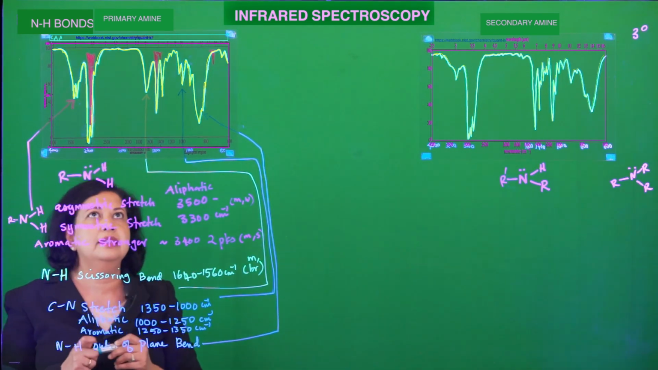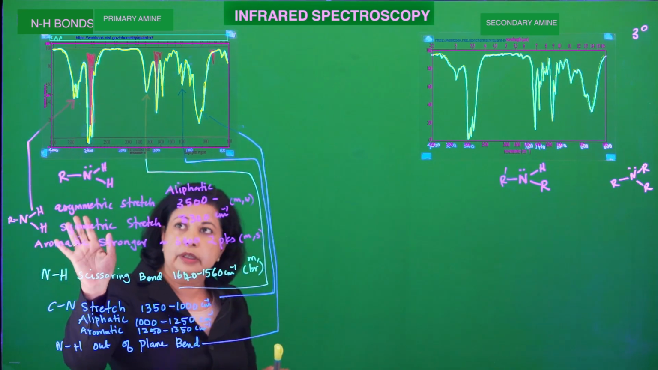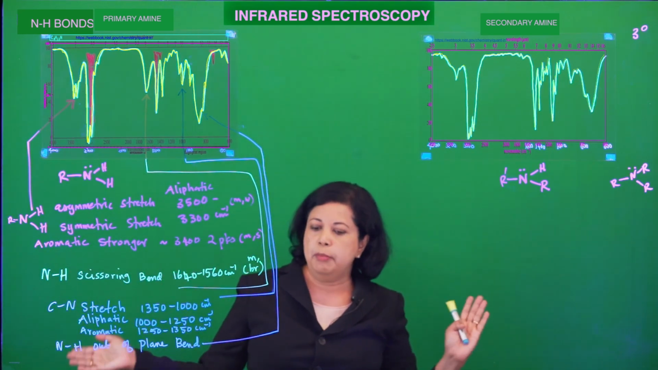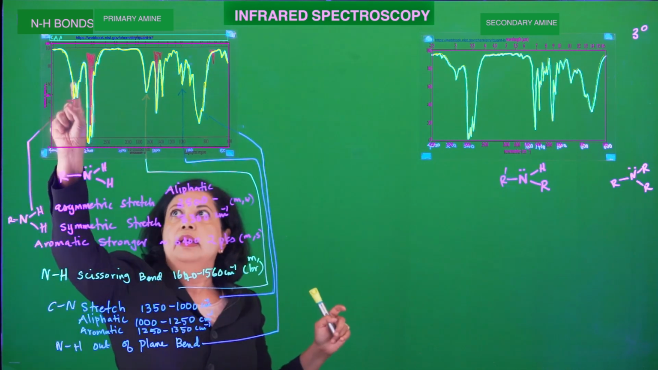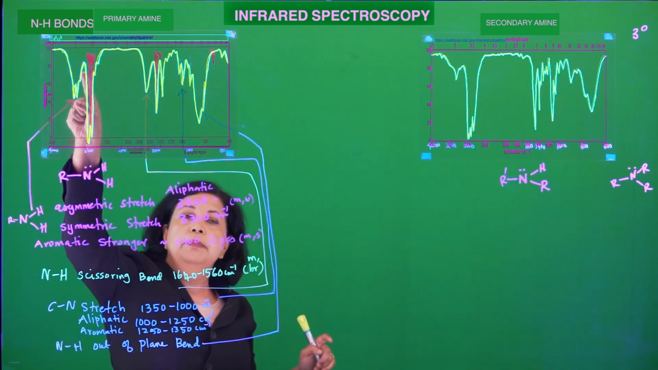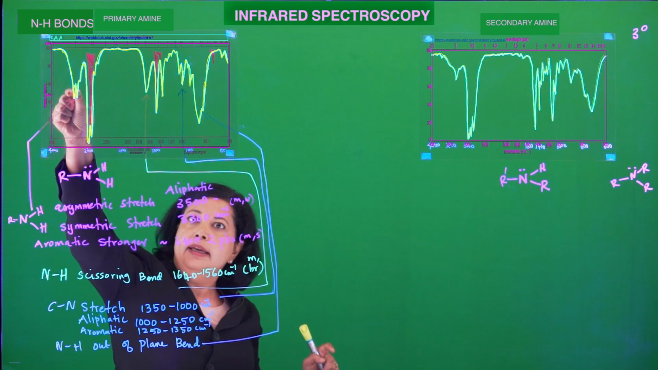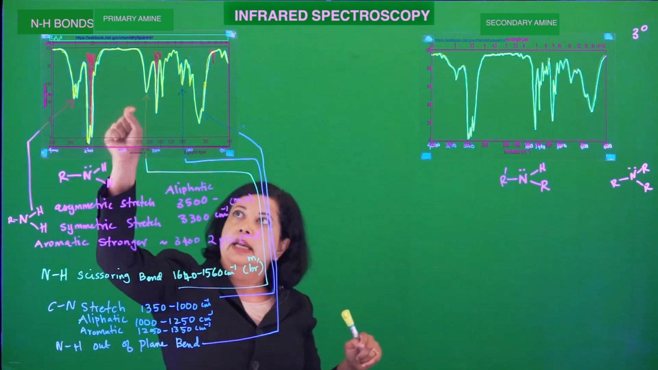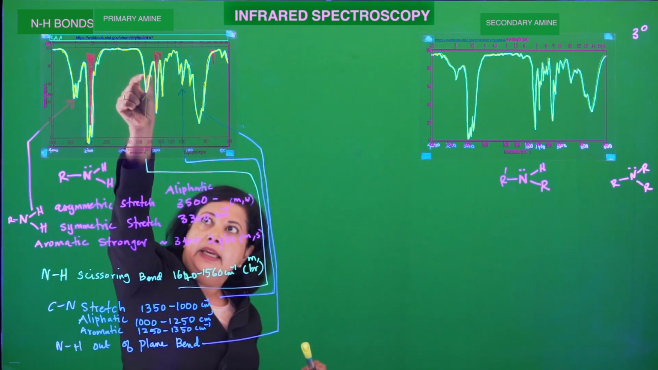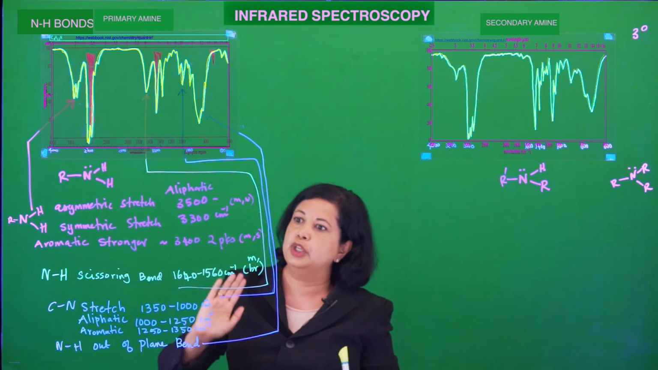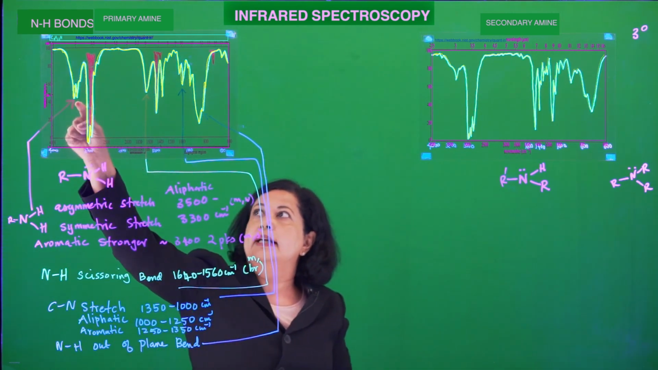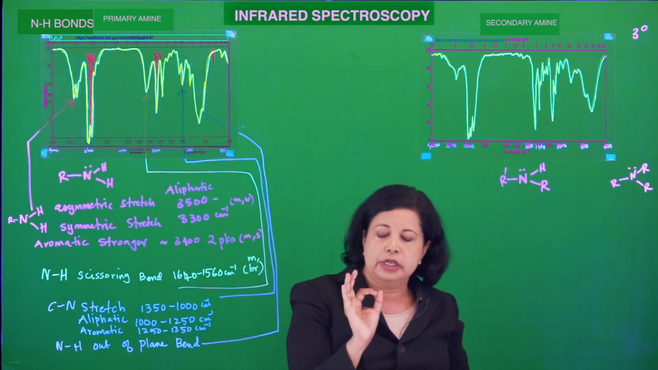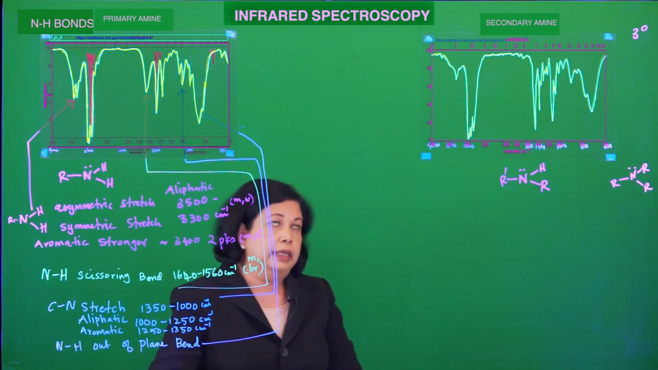All right, so we've accounted for most of the peaks here on a primary amine. The most important peaks that we look for in a primary amine are a double spiked peak around 3400, and a peak around 1600, the NH bend and NH stretch. Those are the characteristic peaks for a primary amine.